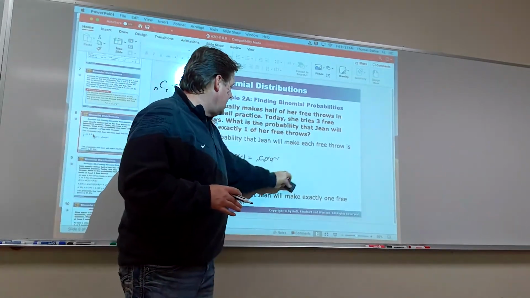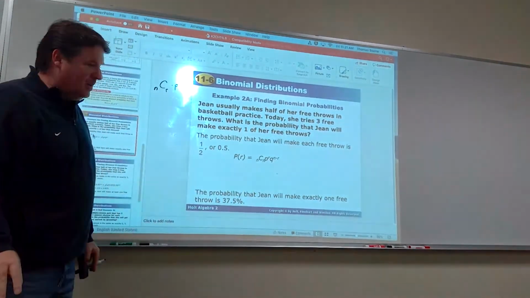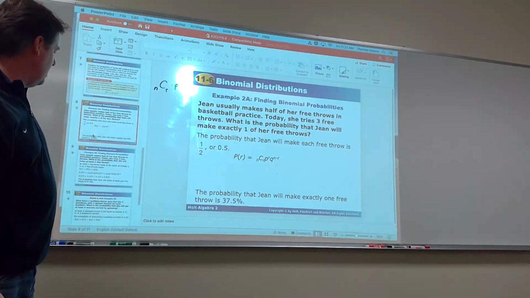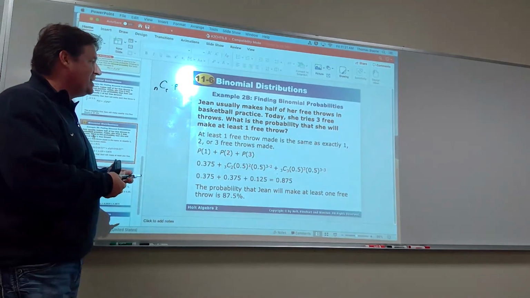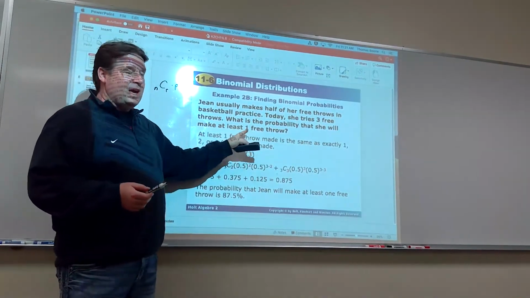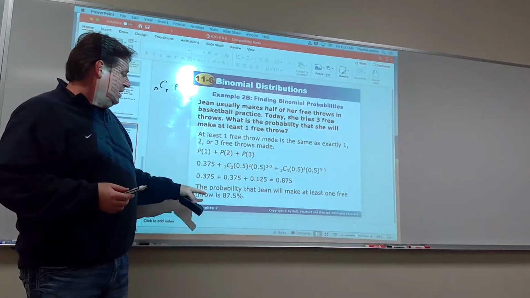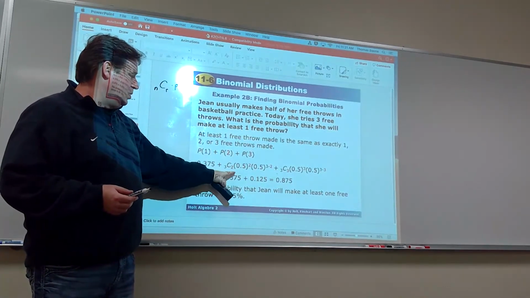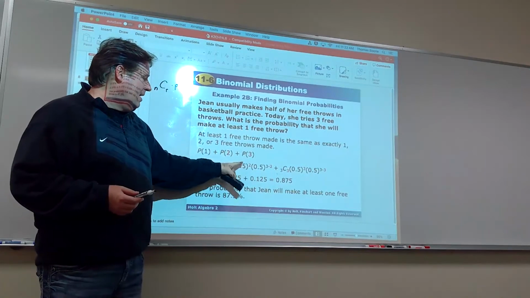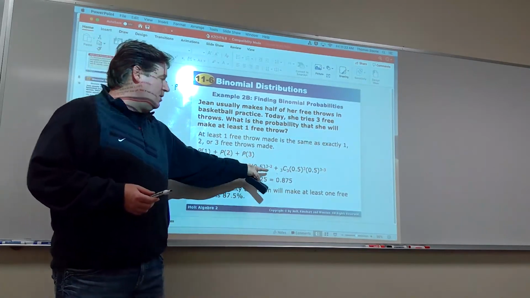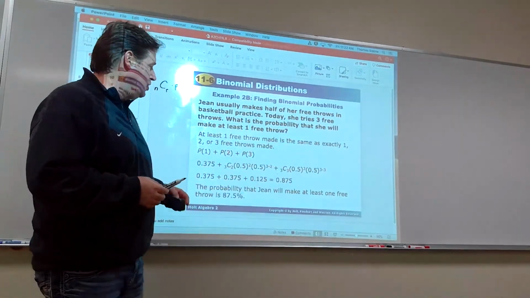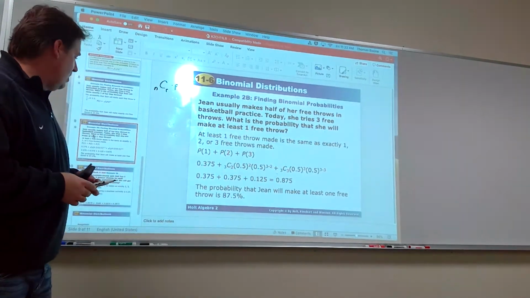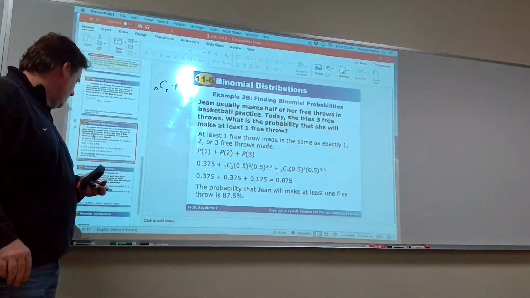Okay. Now, as we look at some other things here, some other types of questions might be, well, what if she makes at least 1? Well, then you'd have to figure out the probability of 1. You'd have to figure out the probability of making 2. So again, that's that setup there. And then the probability of getting 3. You'd have to add those up, is what you could do there, and figure out that percentage. So that's another way of doing that as well.